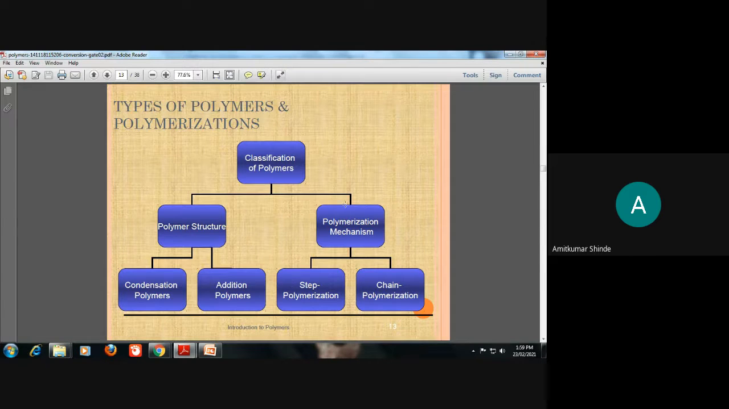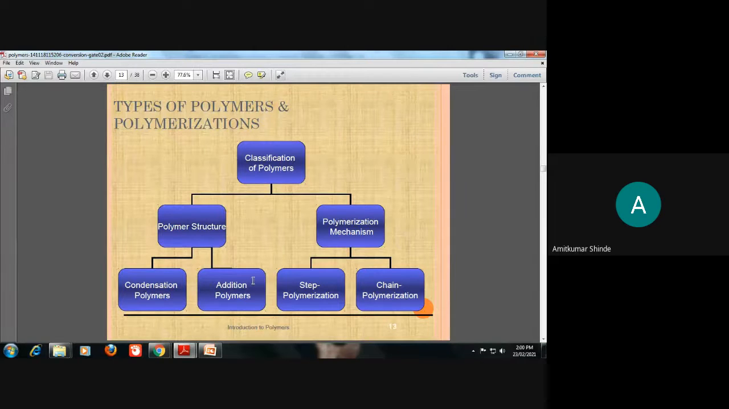This part only means polymerization technique is classified in two types. It is chain polymerization, also known as addition polymerization, and step polymerization. This step polymerization is also known as condensation polymerization. Two types of polymerization will be there: step, also known as condensation polymerization, and chain, also known as addition polymerization.